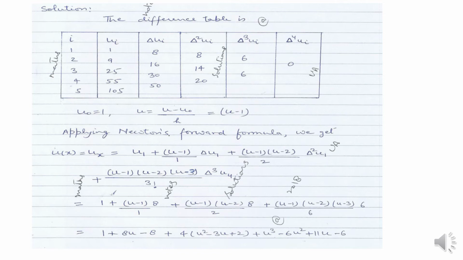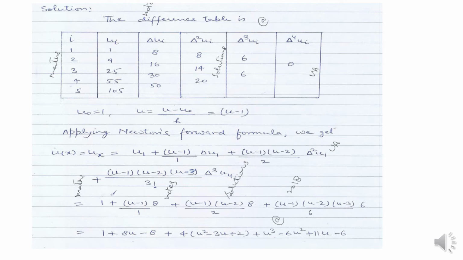In the same manner we have done each column till we reach constant values and then zeros, and we apply Newton's forward formula. This we know. Generally we write it in terms of y0 and p, so instead of p we are writing u minus 1 del u1, u minus 1 u minus 2 upon factorial 2 del square u1, and so on. Then u minus 1, u minus 2, u minus 3 upon factorial 3 del cube u1.